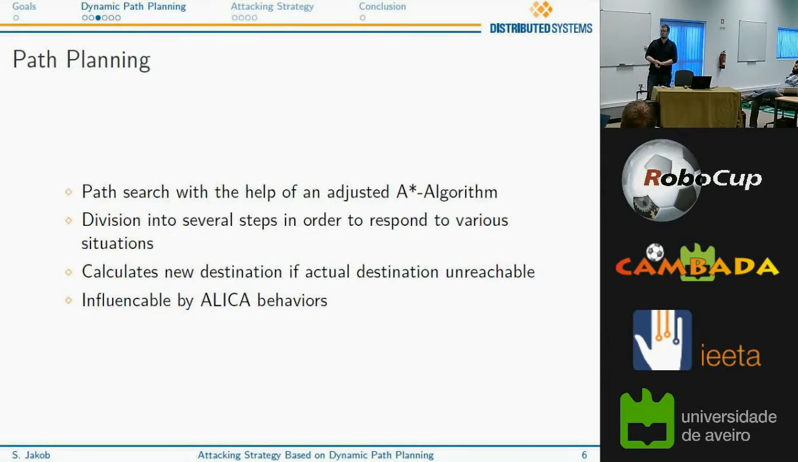The path planning approach itself searches a path on the Voronoi edges with an adjusted A-star algorithm, and is divided into several steps to ensure that we can react to different situations. One of these is that we calculate a new destination if the actual destination is blocked by perhaps an opponent who is at the location we want to drive to. And it can be dynamically influenced by ELISA behaviors.